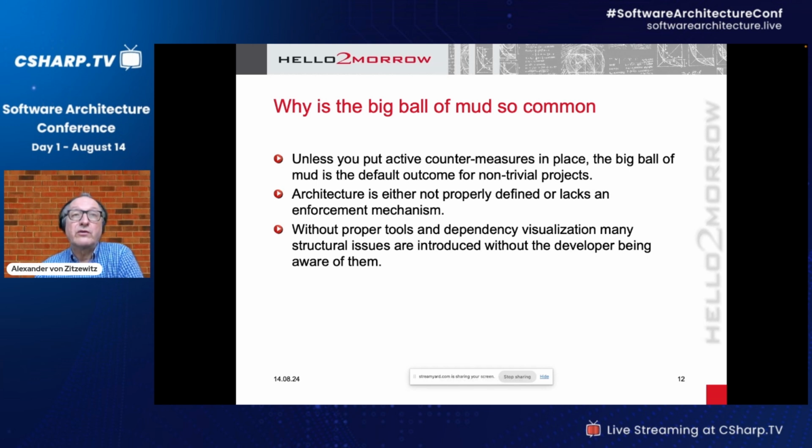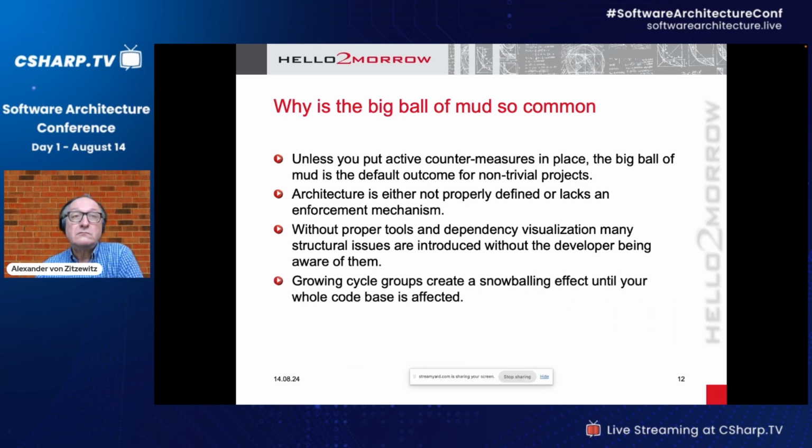So without proper tools and dependency visualization, those structural issues are introduced without the developers being aware of the problem. They're not doing that intentionally. Developers are not stupid, but it's really hard if you're working on a big code base with thousands of files to understand all the dependency implications of the changes you are doing without some tools that help you visualize that. And as I said, the cycle groups are growing like little tumors, so they create a snowballing effect until your whole code base is affected.